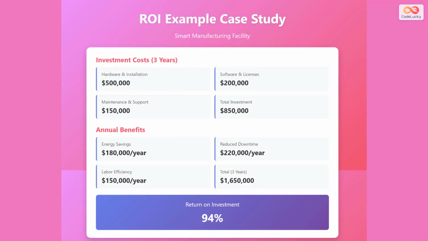Let's examine a real-world example from a smart manufacturing facility over 3 years. Investment costs included $500,000 for hardware and installation, $200,000 for software and licenses, and $150,000 for maintenance and support, totaling $850,000. Annual benefits included $180,000 in energy savings, $220,000 from reduced downtime, and $150,000 in labor efficiency improvements. Over 3 years, total benefits reached $1,650,000. This yields a return on investment of 94%, demonstrating strong value creation from the IoT implementation.